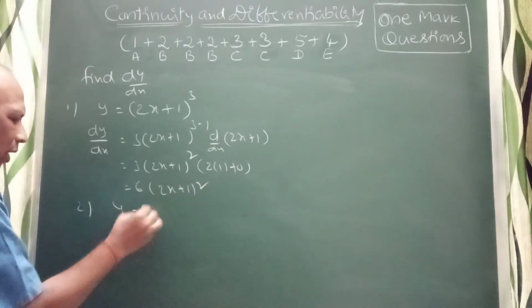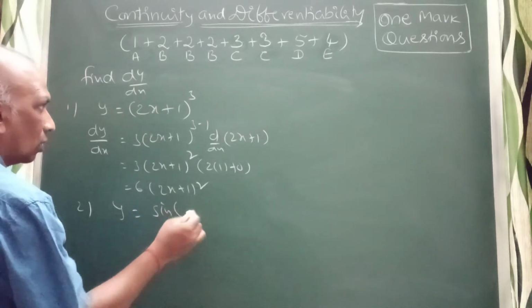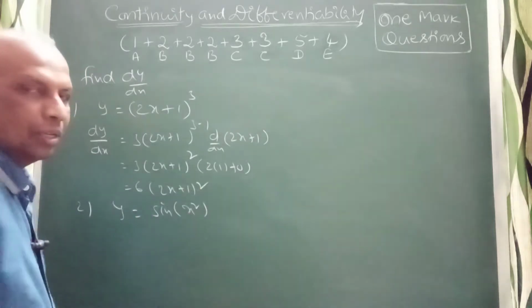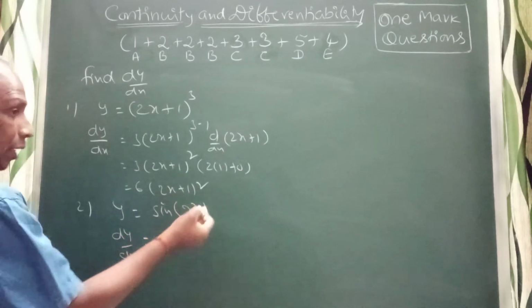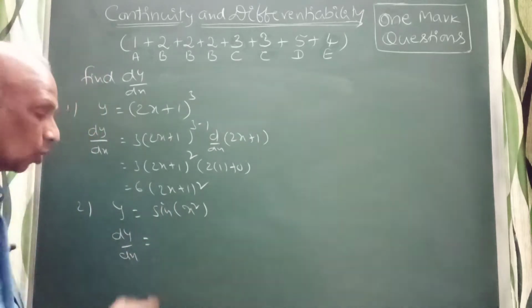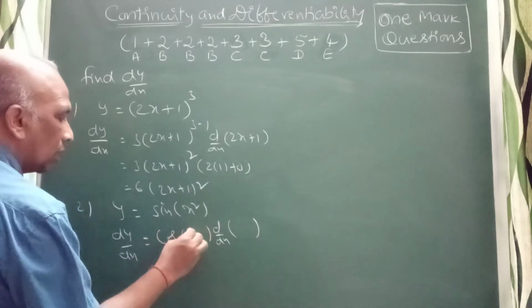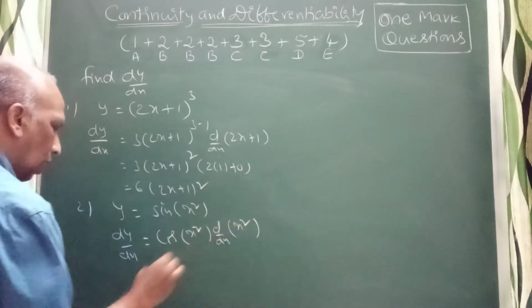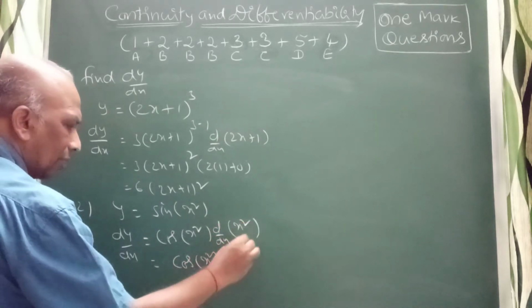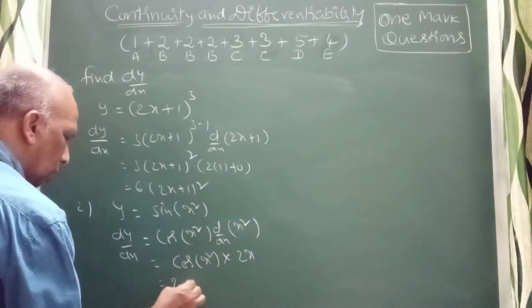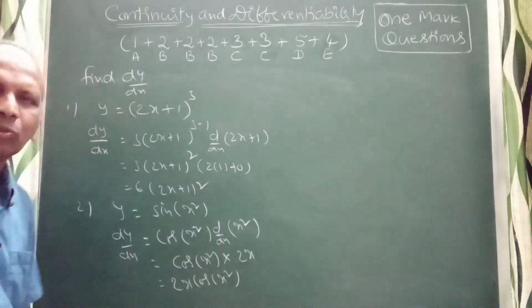Second, suppose the given y is equal to sine of x square. y equal to sine of x square, dy by dx. Derivative of sine x is cos x, so cos of something and d by dx of something. What is something? x square. I can write derivative of cos of x square into derivative of x square, which is 2x. I can write 2x cos of x square.